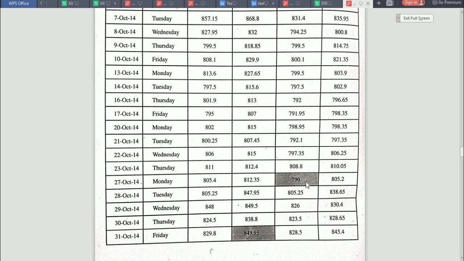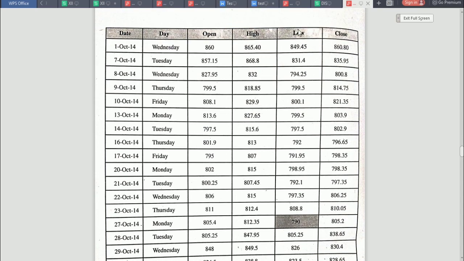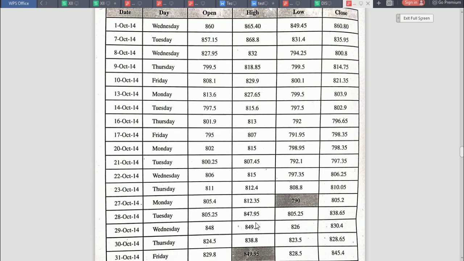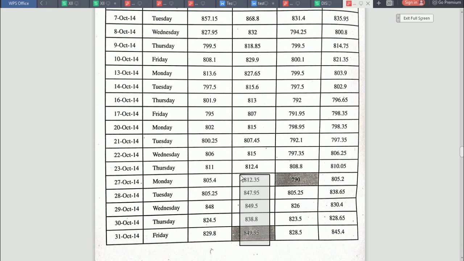So I am assuming that a shareholder is investing in this share on this rate on this date. So on 27th October, if a potential shareholder purchases the share of this company at this price, so this will be the lowest price of this month. So by chance he has got the opportunity to buy on 790. Now we have to see on what rate he can sell, on what price and on what date. So 790 means 27th October.